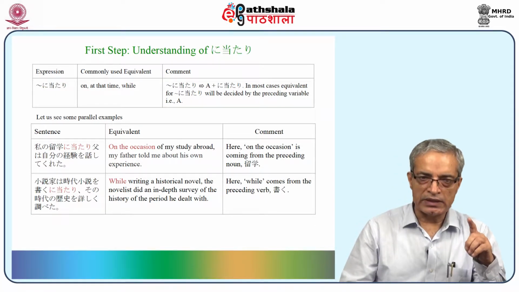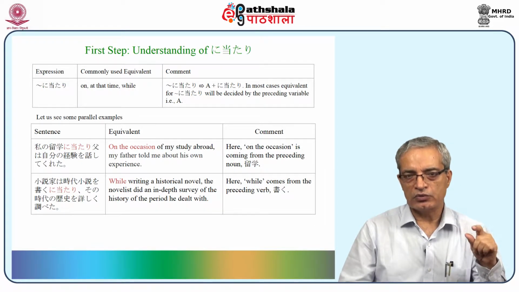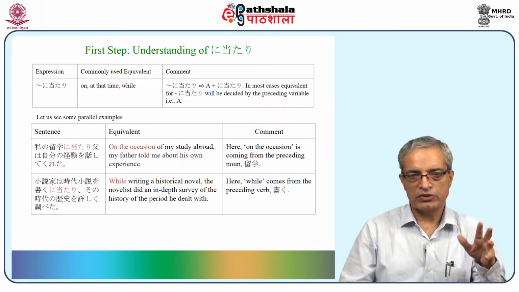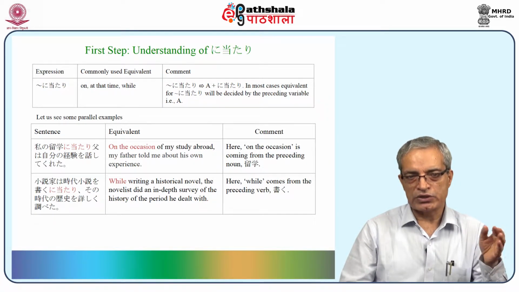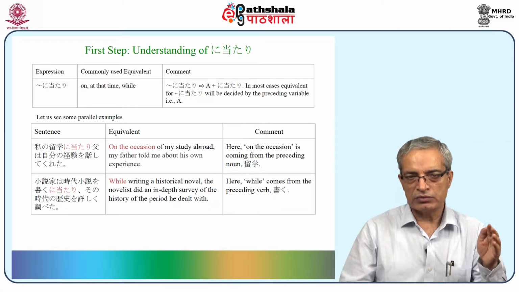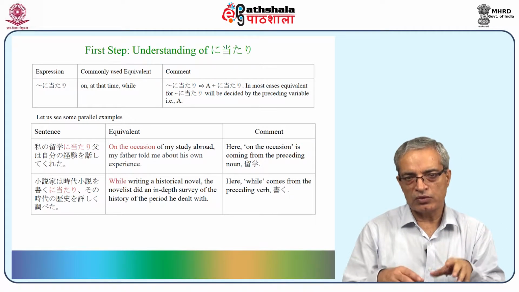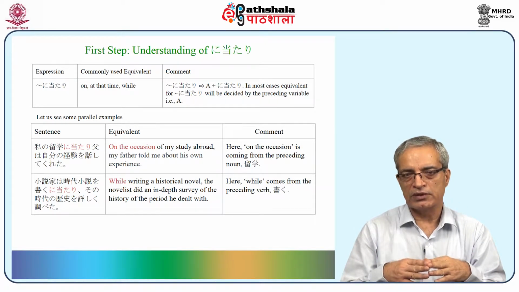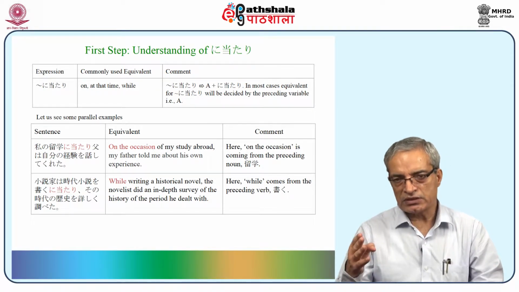The next example is: shosetsuka wa jidai shosetsu o kaku ni atari, sono jidai no rekishi o kuwashiku shirabeta. Kuwashiku shirabeta is fine: he did a deep study. Rekishi o kuwashiku shirabeta means history was studied in detail or in depth. Sono jidai no means of that particular age. So this is clear. Going to the previous one, o kaku ni atari: while writing a historical novel, the novelist did an in-depth survey of the history of the period he dealt with. The translation is quite understandable.